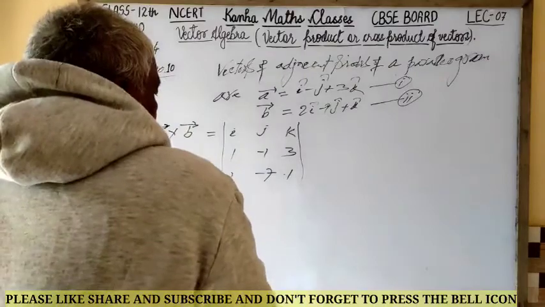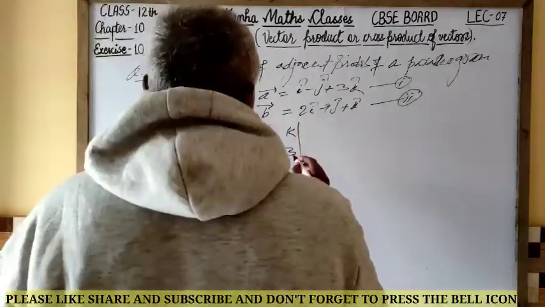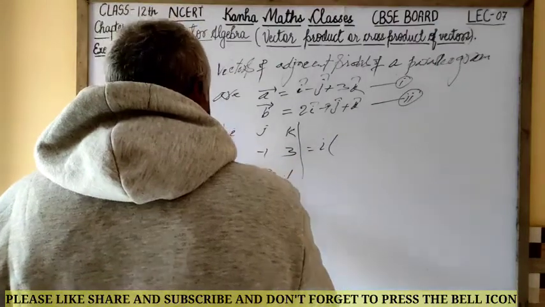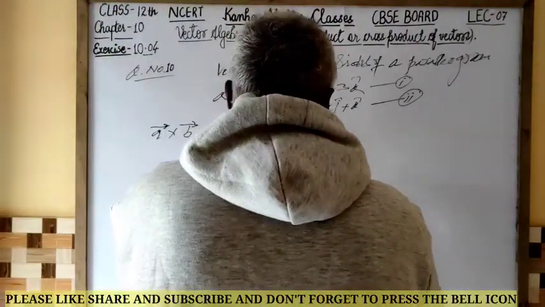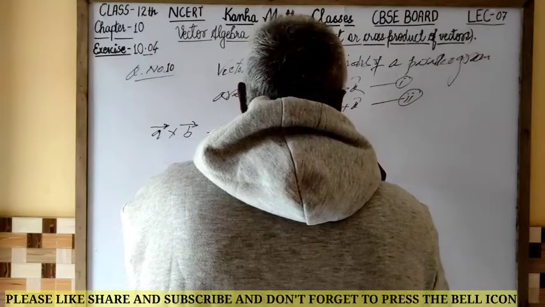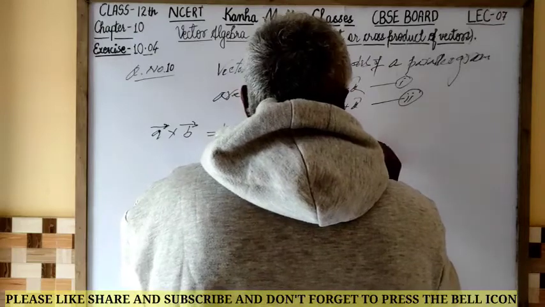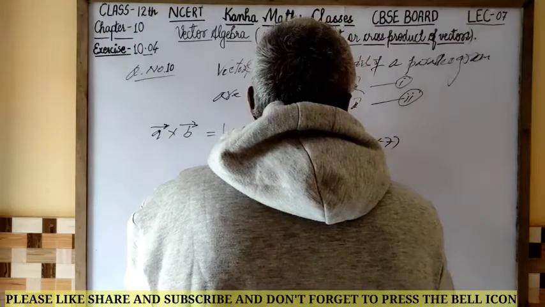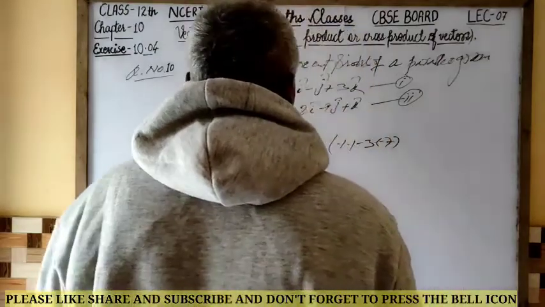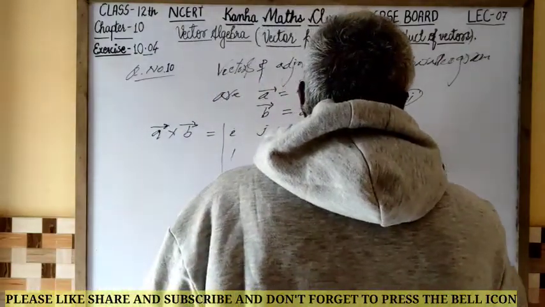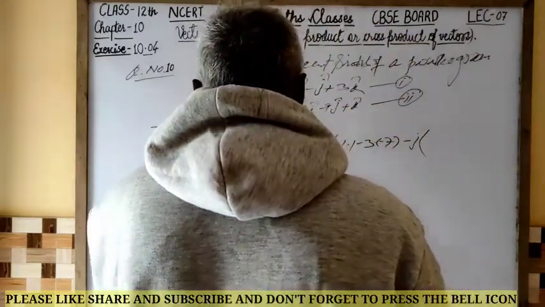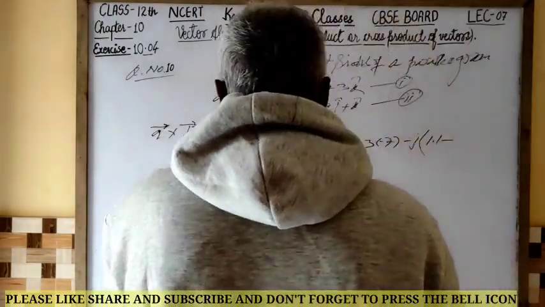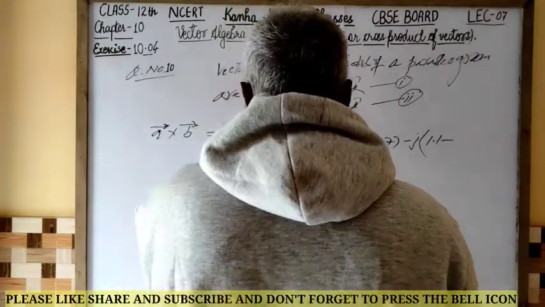By expanding this determinant in terms of the elements of the first row, i times, detaching this row and this column, minus 1 into 1, minus 3 into minus 7, minus j times, detaching this column and this row, 1 into 1 minus 2 into 3.